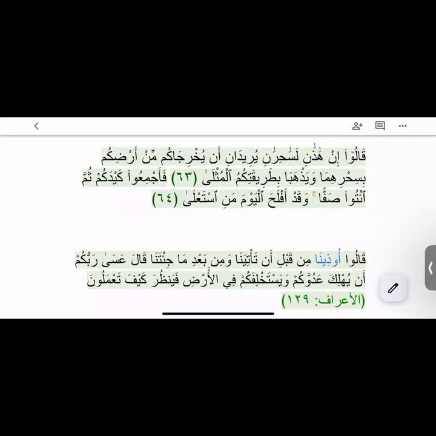Yukhrija, an yukhrija. What is the status of yukhrija, my dear sisters? And explain why. Nasb, there is a nasb status. Yukhrija is mansoob bi an, bi hadhfin noon, right? Noon is omitted, because it is from af'al al-khamsa.